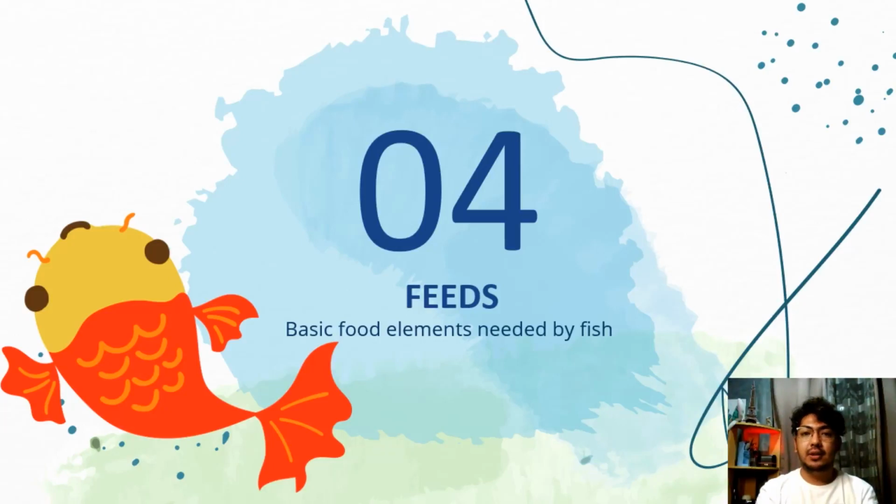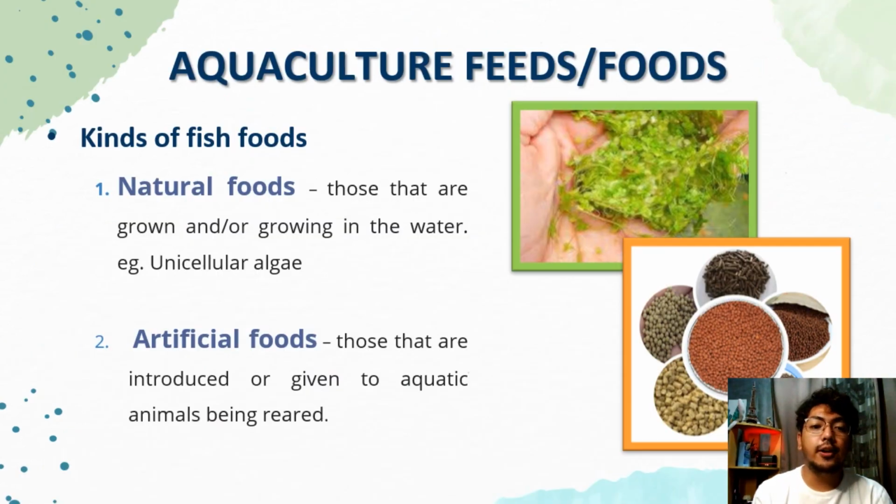We're going to tackle the feeds and the basic food elements needed by the fish. Let's start off with the kinds of fish foods in aquaculture feeds. Number one is the natural foods. These are those that are grown and/or growing in the water, such as the unicellular algae, aquatic plants like azolla, or animals like the snails, the worms, or insect larvae.